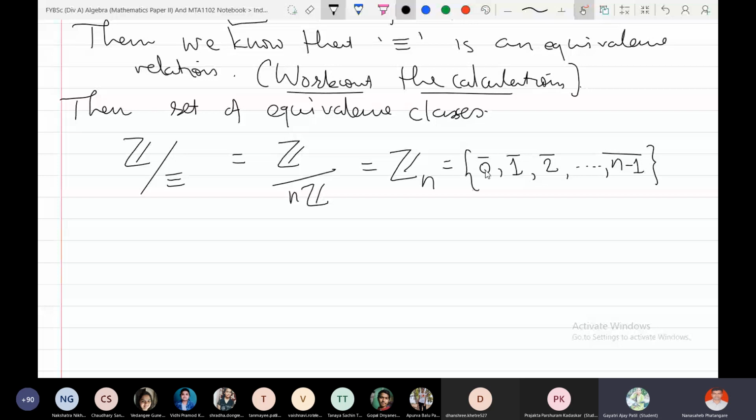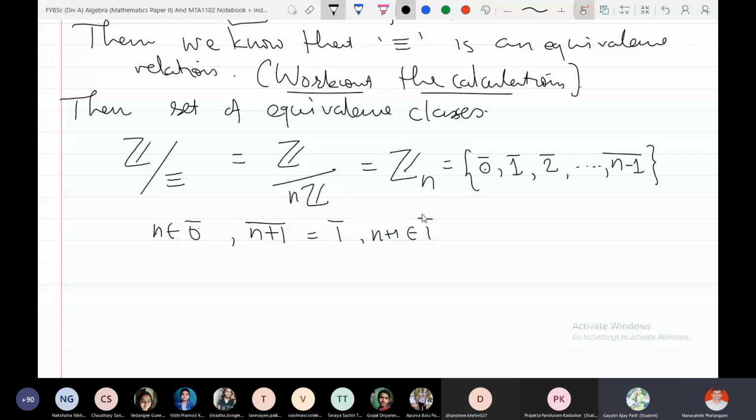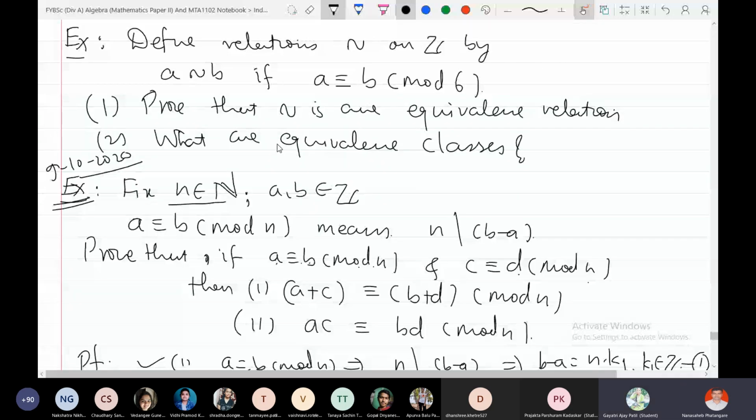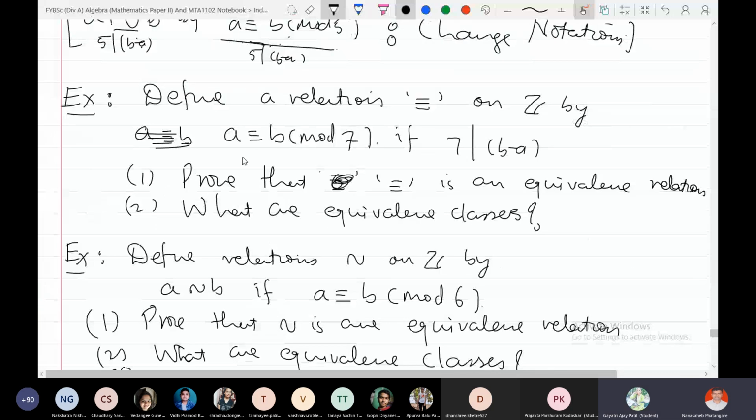n is a member of the class of 0. Therefore, the class of n is the same as the class of 0. Then what is the class of n plus 1? The class of n plus 1 is the same as the class of 1, because n plus 1 is a member of 1 bar, right? And therefore, how many distinct classes will we get? We'll get n distinct classes, right? So you work out exactly similar calculations which we did for n equal to 5, and I gave you an exercise for n equal to 7 and 6 also, right?